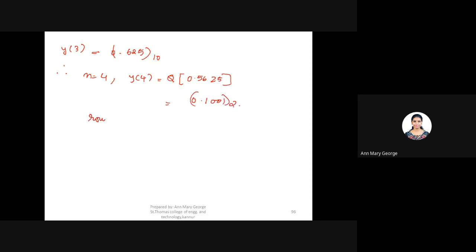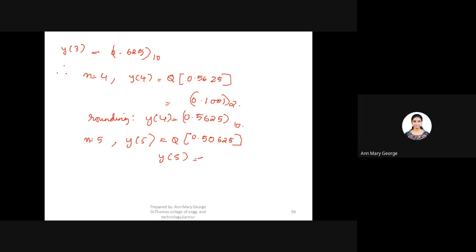After rounding, you will get y of 4 as 0.5625. Okay, and for n equal to 5, you will get y of 5 as q of 0.50625. Okay, and after rounding you will get it as y of 5 equal to 0.5.